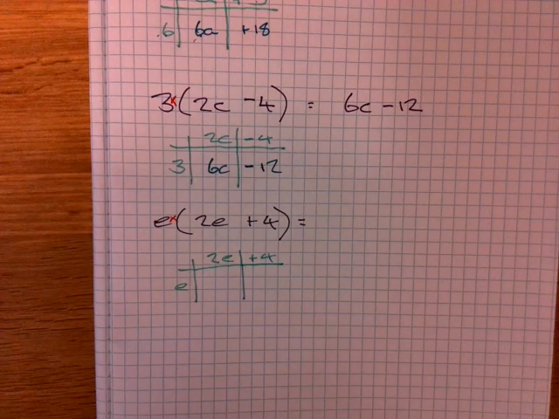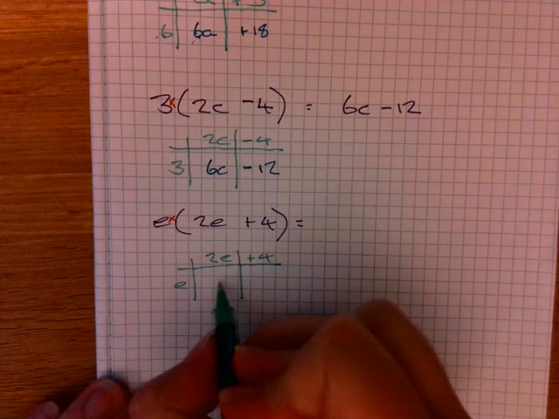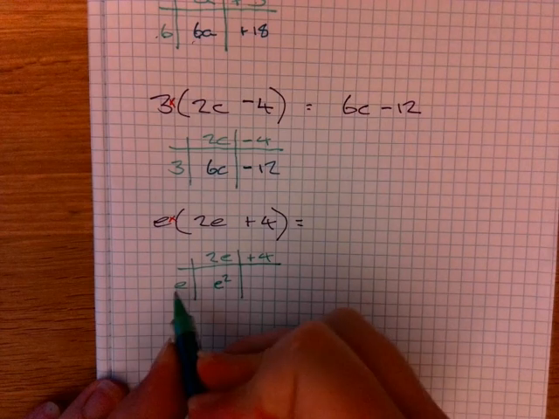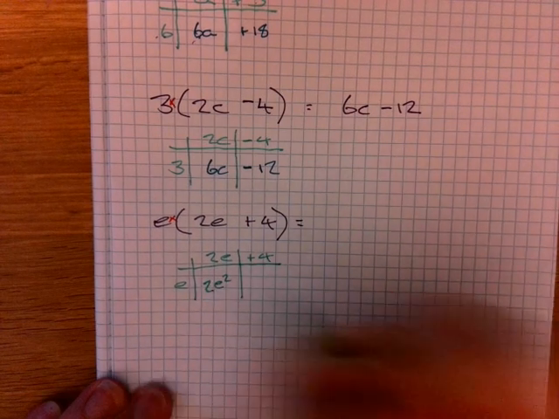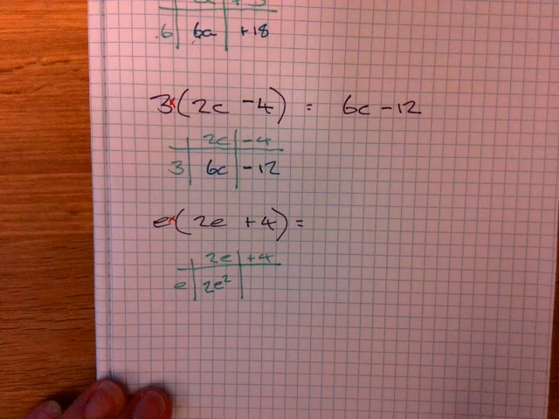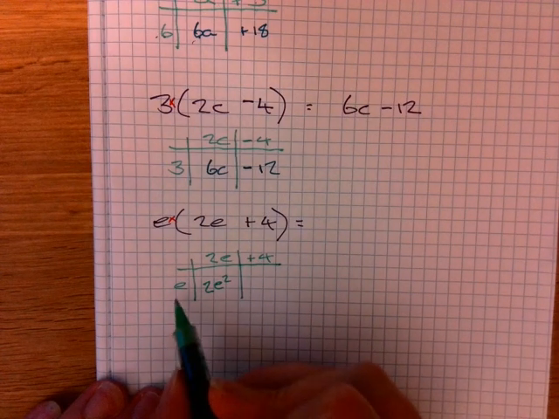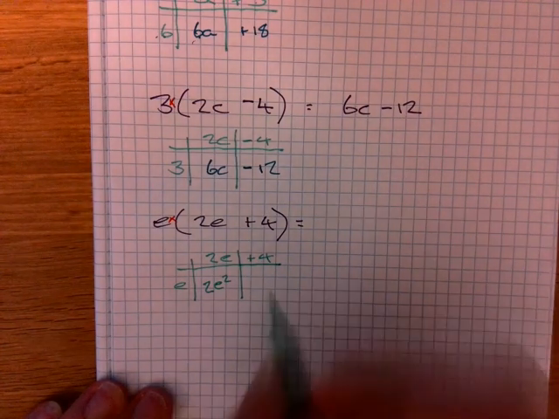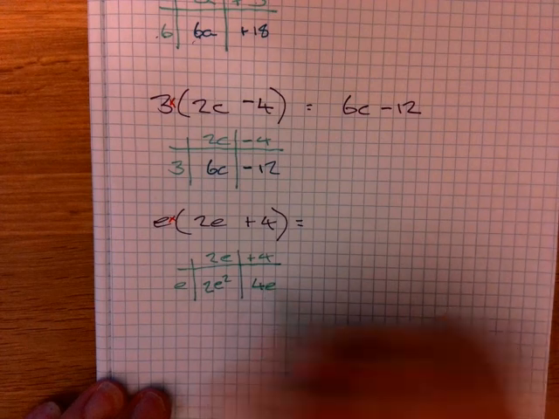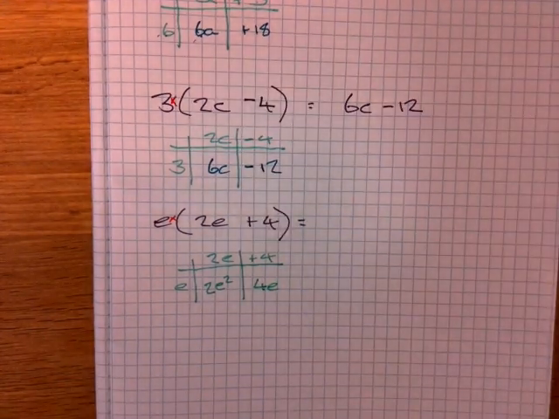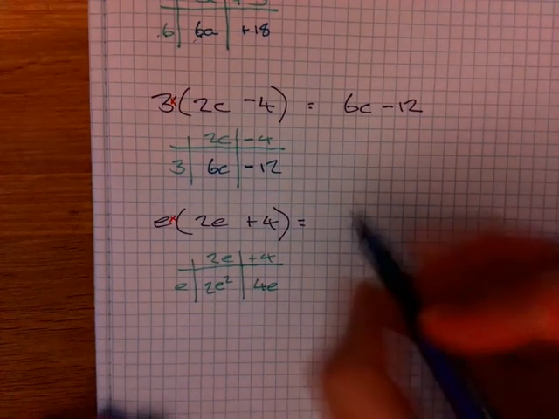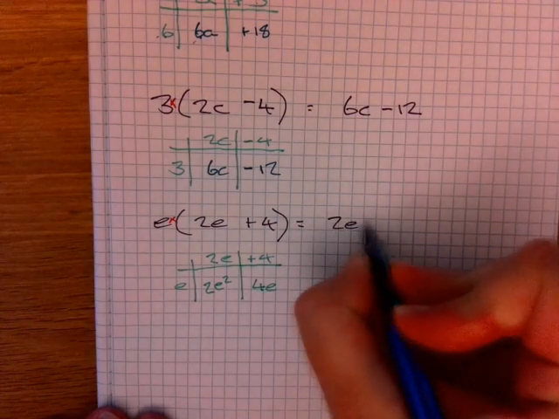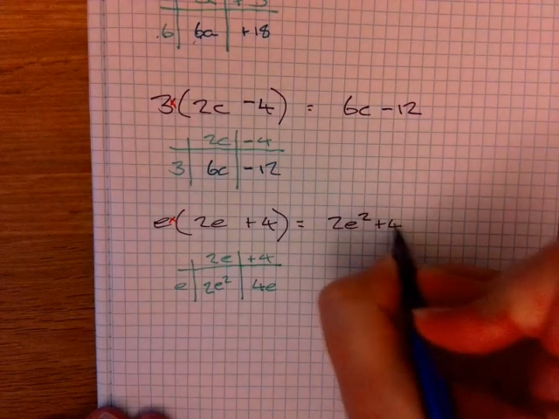Now E times 2E. Well, when we times something by itself, so if we had E times E, that would be E squared. And E times 2E is going to be 2E squared. And then if we had E times 4, we end up with 4E. So when we multiply out this bracket, we end up with 2E squared plus 4E.